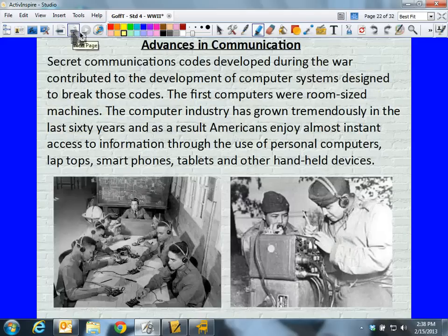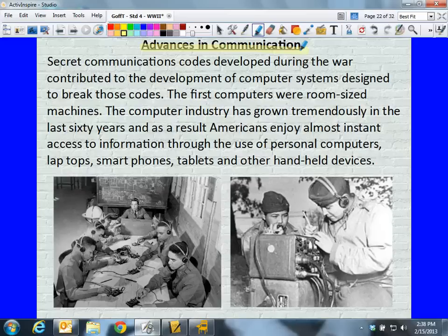There were also many advances in communication. Secret communications codes developed during the war contributed to the development of computer systems designed to break those codes. The first computers were room-sized machines. The computer industry has grown tremendously in the last 60 years, and as a result, Americans enjoy almost instant access to information through the use of personal computers, laptops, smartphones, tablets, and other handheld devices.